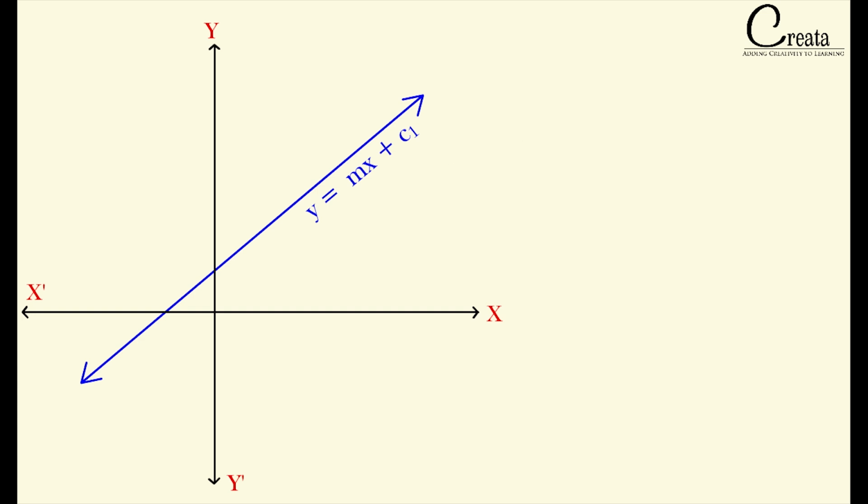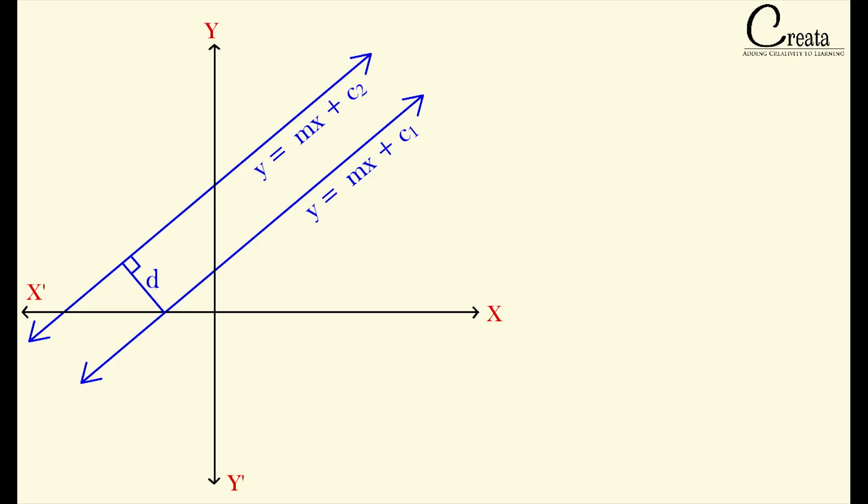Further, let's also take another parallel line, that is y equal to mx plus c2. These two lines are parallel to each other, so their slopes will be equal. Only the difference between both of these equations will be c1 and c2. c1 will be the y-intercept of the first line and c2 will be the y-intercept of the second line. All the other parameters will be the same as both lines are parallel to each other. And we have to calculate the distance between both of these lines, that is the perpendicular distance between them. Let's assume the perpendicular distance as d.